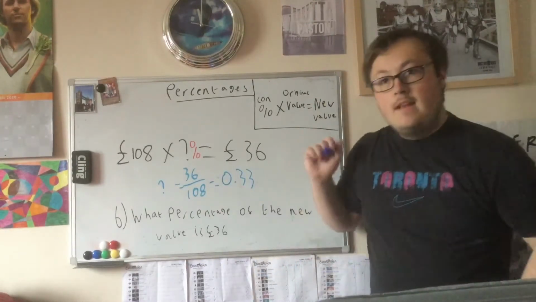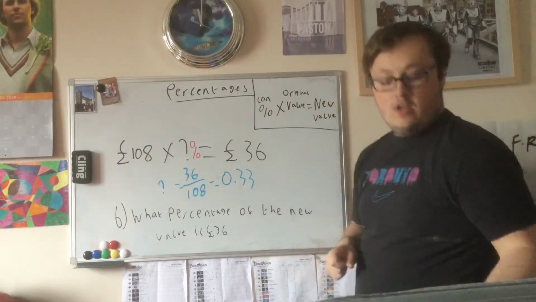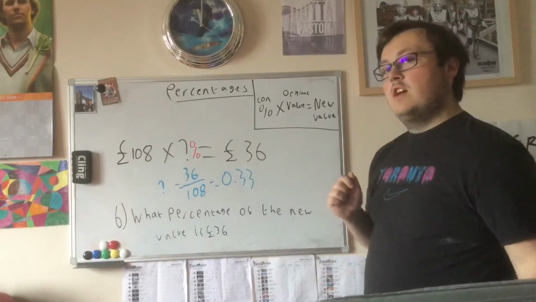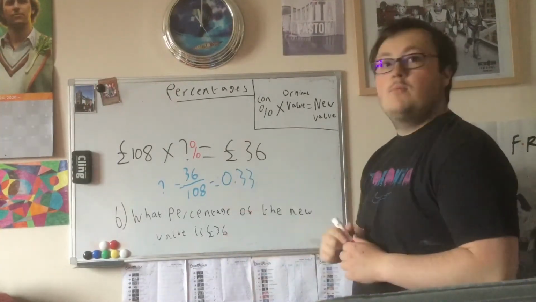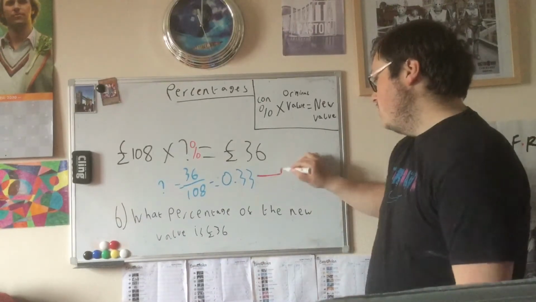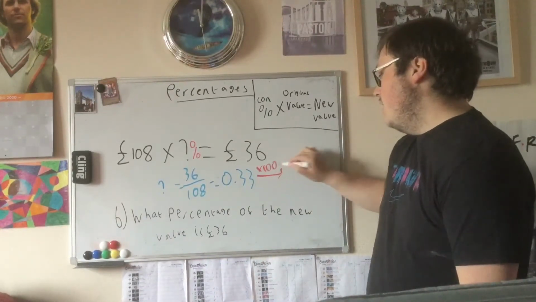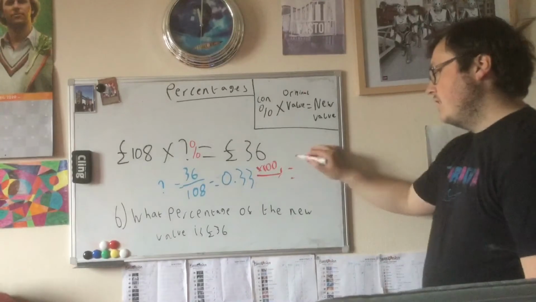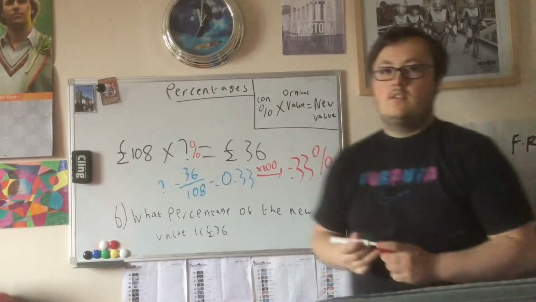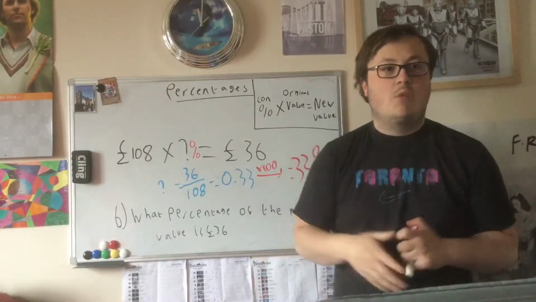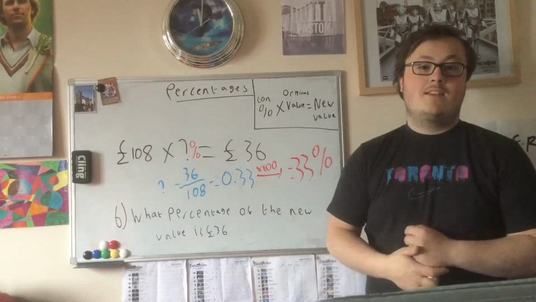Now, let's convert this into a percentage. So if we divide by 100 to turn the percentage to a decimal, you have to multiply by 100 to turn the decimal back into a percentage. So you times it by 100. So the actual percentage is 33%, to the nearest whole, because obviously that was to two decimal places.